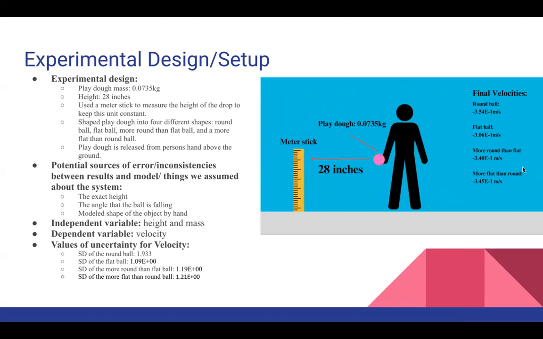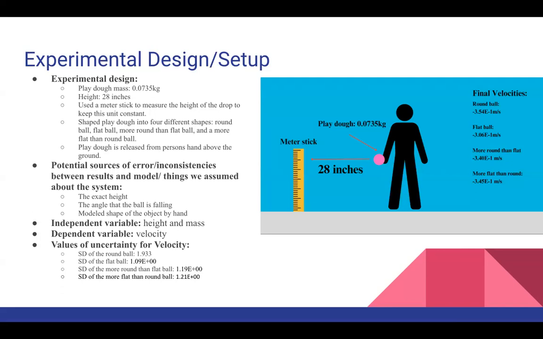So this is our experimental design and setup. Basically, we had the Play-Doh that had a mass of 0.0735 kilograms that the person was holding at a height of 28 inches. The mass was kept constant, and same with the height. So these would be considered the independent variables. We used a meter stick to measure the height of the drop to keep this unit constant.